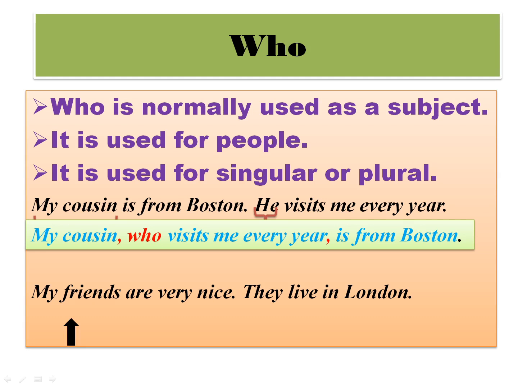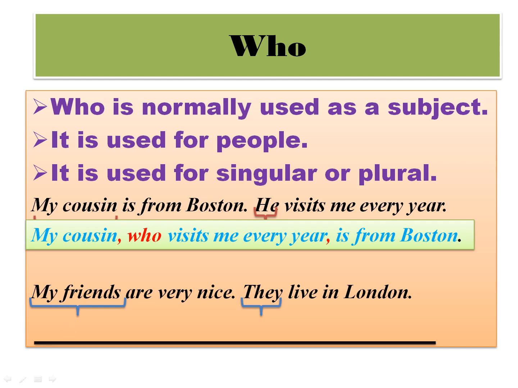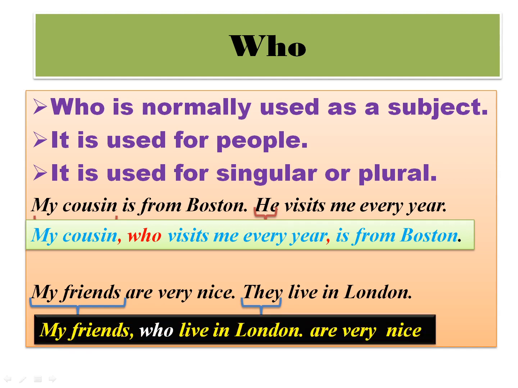Second example. My friends are very nice. They live in London. Again, you can see that my friends, here plural, is the subject of the sentence, and here again, they is also the subject of the second sentence. We want to combine the two sentences into one sentence. It's going to be: my friends who live in London are very nice. And the full stop must be a comma.